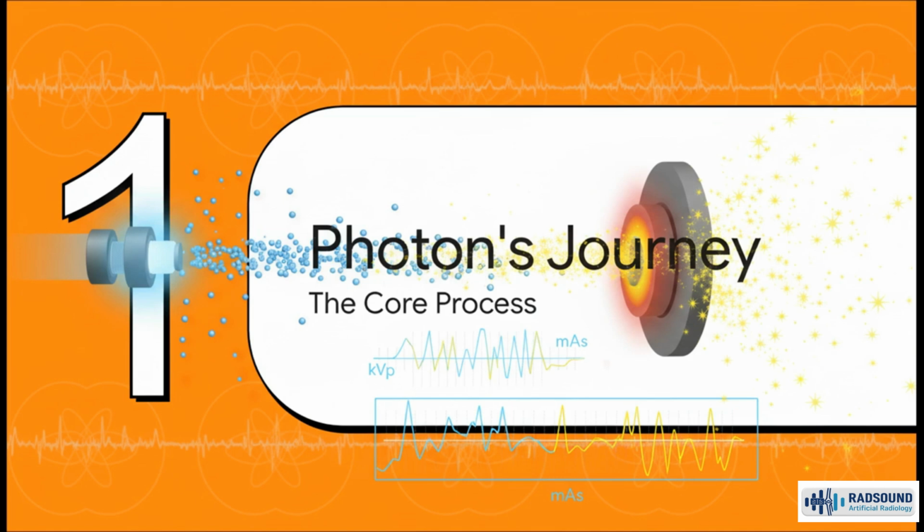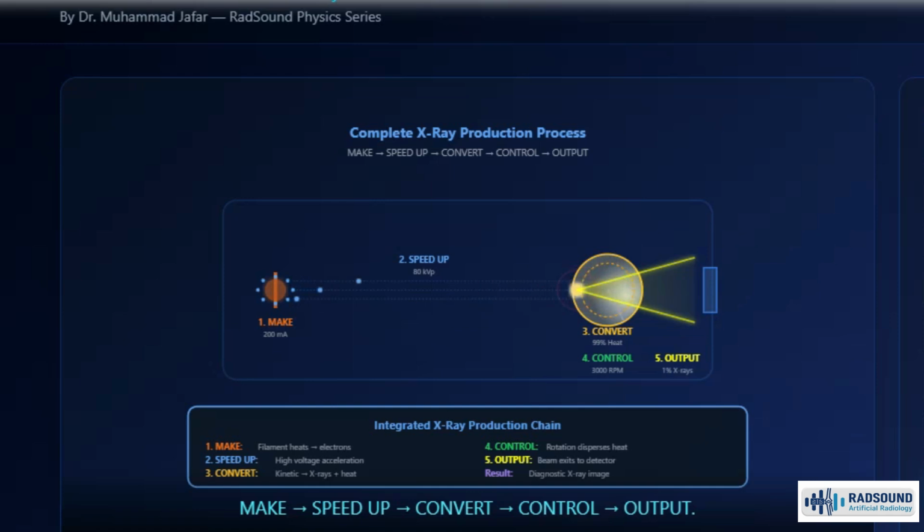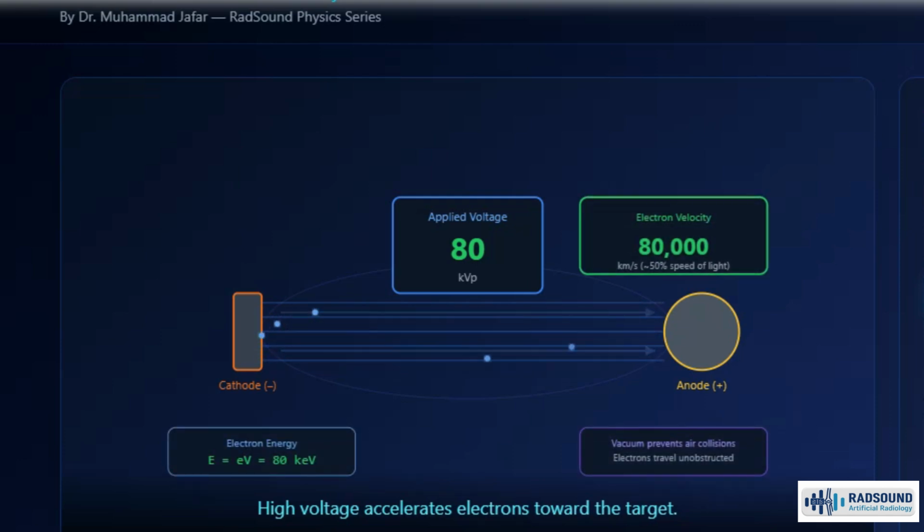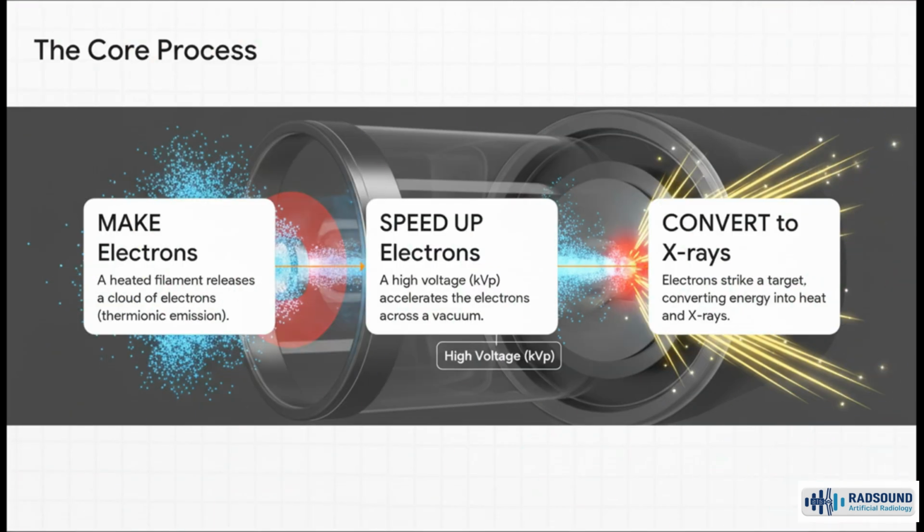Okay, so to get to the bottom of that question, we've got to take a step back and look at the photon's journey. I'm talking about what happens before it even leaves the tube to go to your patient. It all happens right inside that little box. And honestly, it's way simpler than you probably think. And here it is, the whole process in a nutshell. It really just boils down to 3 simple steps.